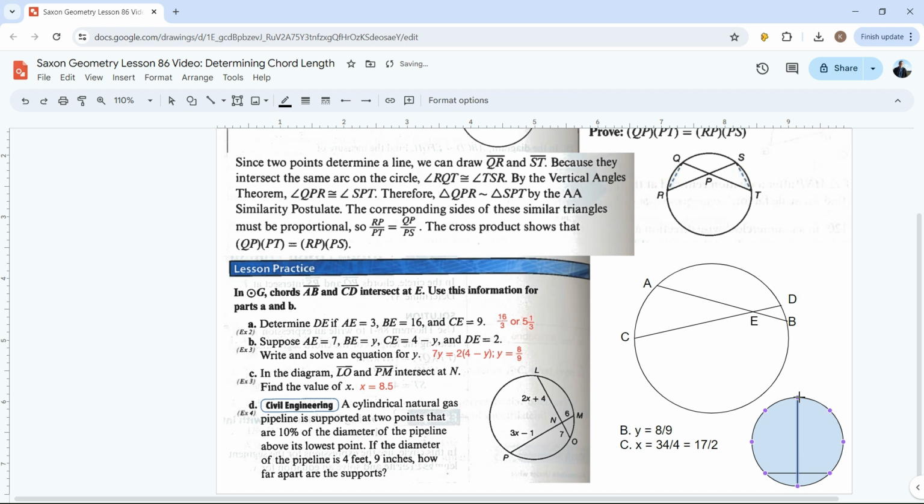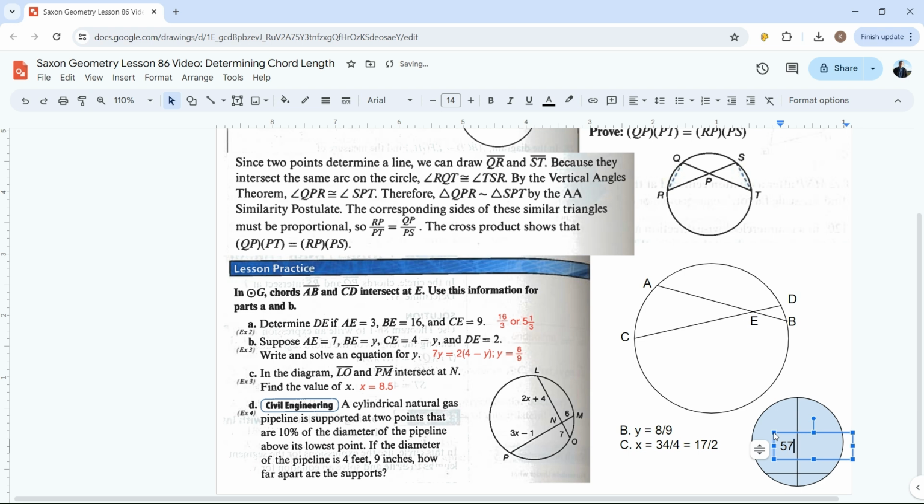That's this right here. Okay, the diameter of the pipeline is 4 feet 9 inches. Now, hold on. I can't work in feet and inches. I'm going to turn everything to inches. 4 feet is 48 inches, plus an additional 9. 48 plus 9 is 57 inches. So this whole diameter is 57 inches. I'm just going to put that in for a second. But wait.